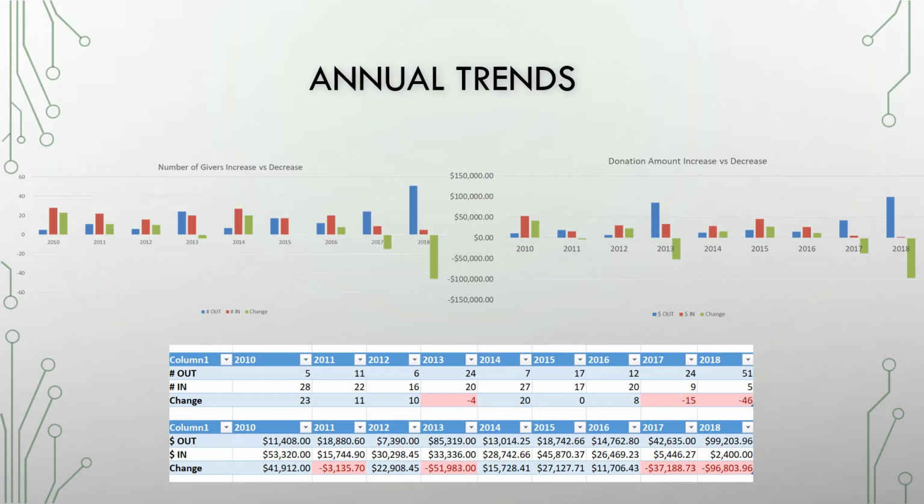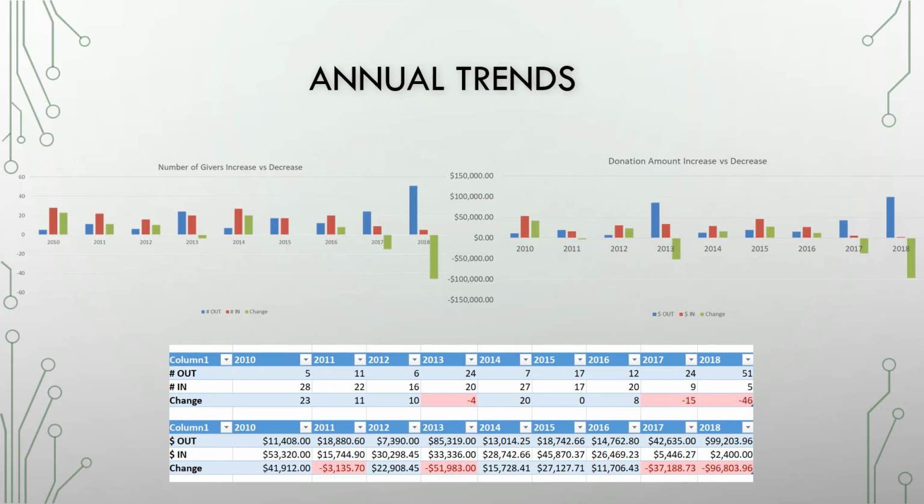We analyzed the negative growth in the change in the years of 2013, 2017, and 2018, concluding that more members left the church than those who joined in those years. All the other years showed positive growth in members. We calculated the same information but in dollar amounts to see how the loss and gain affected the church financially.